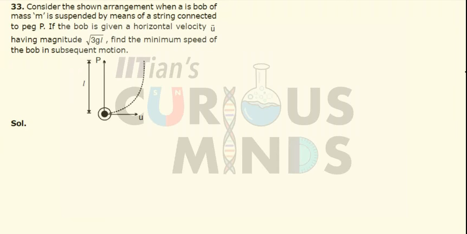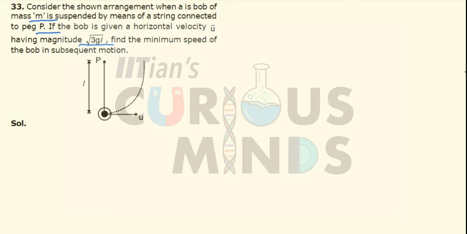Consider the shown arrangement. A bob of mass m is suspended by means of a string connected at point P. If the bob is given a horizontal velocity u having magnitude root 3 gl, find the minimum speed in the subsequent motion. Now there are three possible cases.